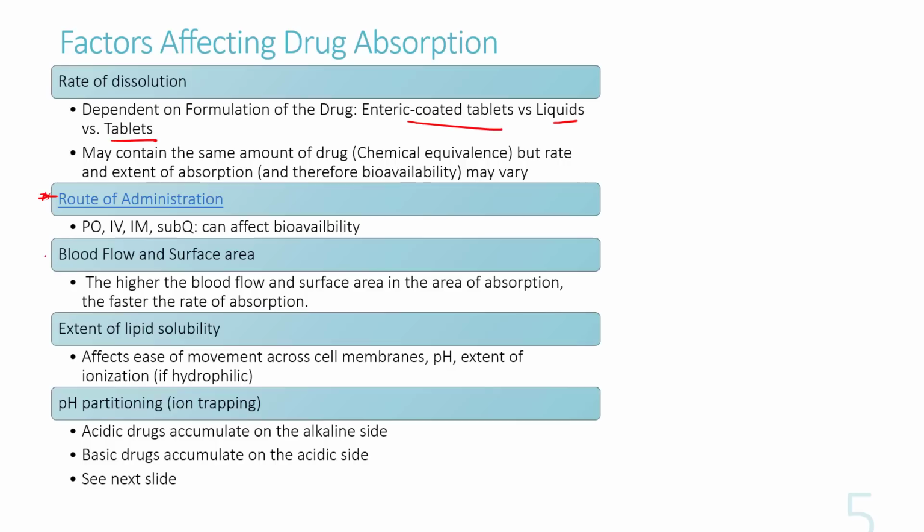The other thing is that drug absorption is also dependent on the amount of blood that flows through that portion of the body where the drug is being administered, as well as the surface area over which the drug is being administered. So obviously the higher the blood flow, the greater the absorption, as well as the higher the surface area, the greater the absorption and the faster the absorption.